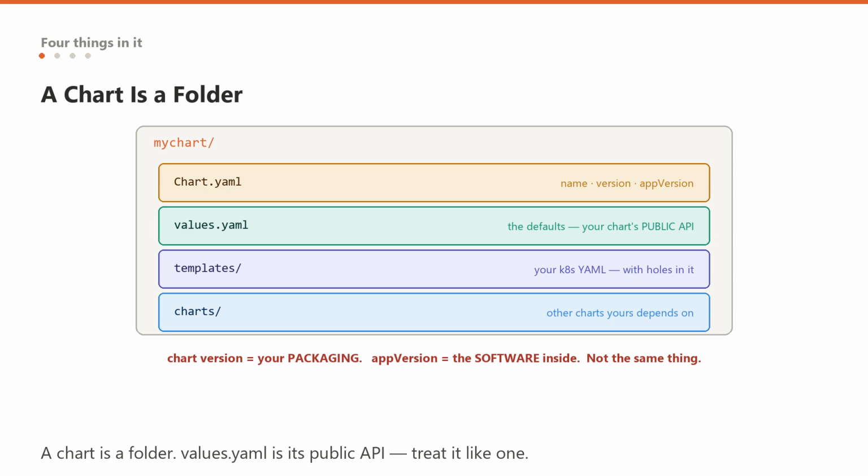This file is your chart's public API, and you should treat it that way. The templates directory holds your Kubernetes YAML, but with placeholders in it, and the charts directory holds other charts that yours depends on. That is the whole structure. Package that directory up and you get a versioned, shareable artifact you can push to a registry, and anyone can install your entire application with 1 command.